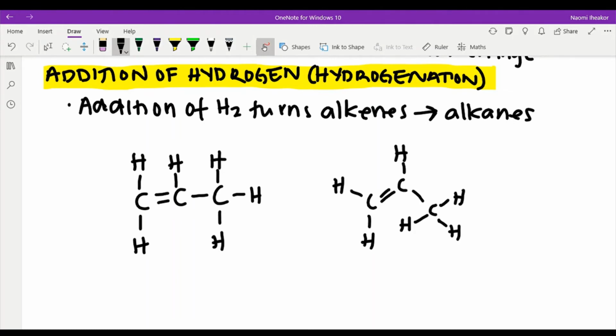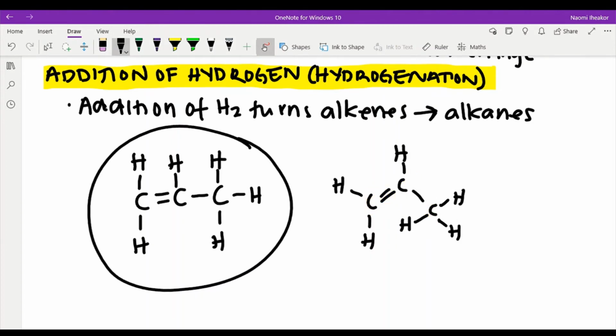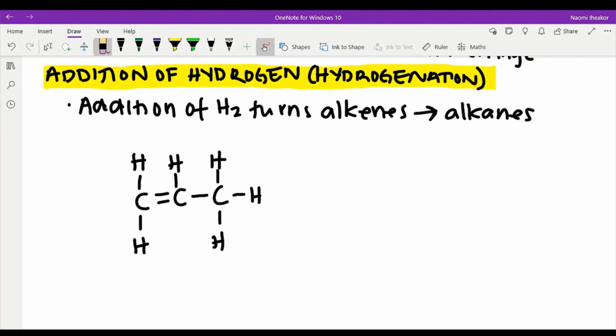Because if we understand our VSEPR theory, we know that the angles are going to be different, where we have different electron domains. And so wherever we see a double bond in organic chemistry, we're going to see this bend in the molecule, as we see here. I've just been drawing out our alkenes this way, and I'll continue to do so for this video, just for ease of understanding. Going back to our main point, we've got an alkene here. Now we want to understand what the addition of hydrogen is going to do.